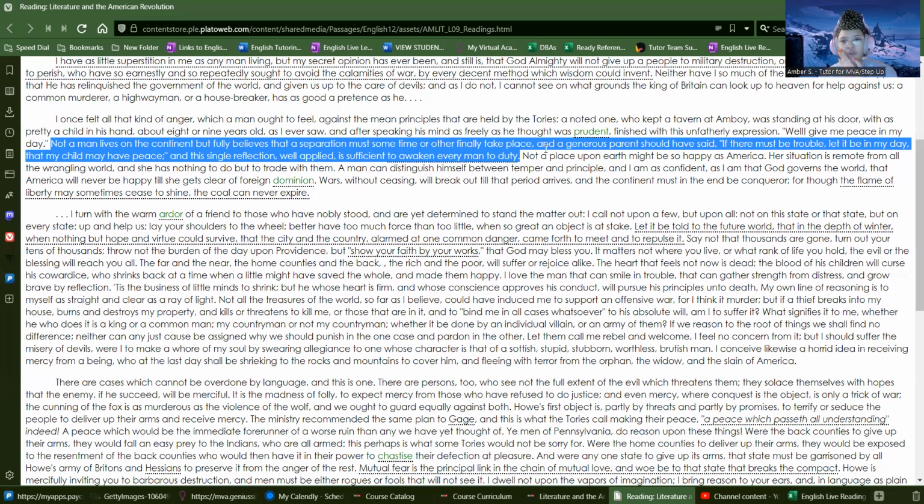And he's saying that if you were a generous parent that actually cared about your children, you would say, if there must be trouble, let it be in my day, that my child may have peace, and that this should awaken every man to duty. So let's break that down. If there must be trouble, let it be in my day that my child may have peace. So this is the idea of saying things are difficult now, but I would rather things be difficult for me as an adult than for my child to suffer. So let's resolve the issue now so that everyone that comes after me can live better. That's basically what this is saying.